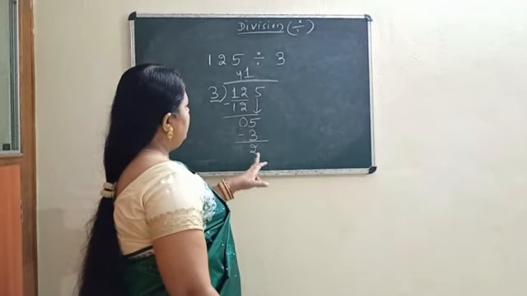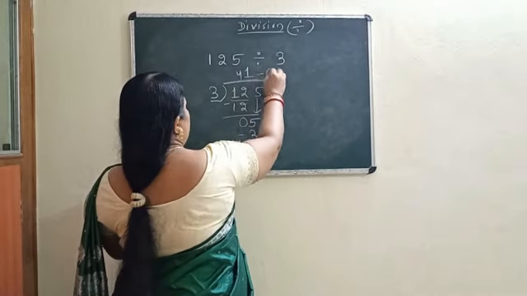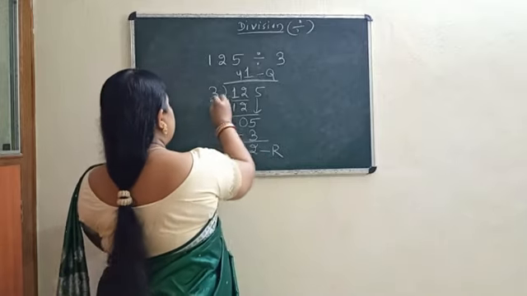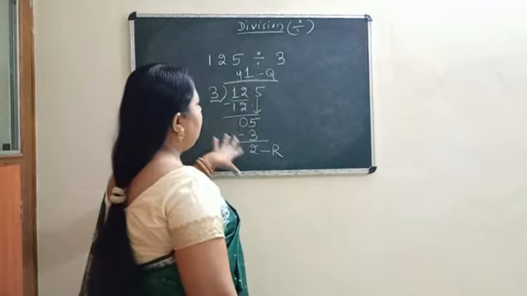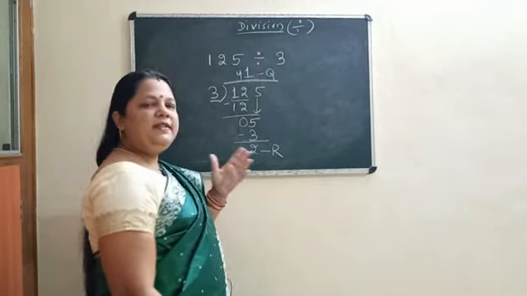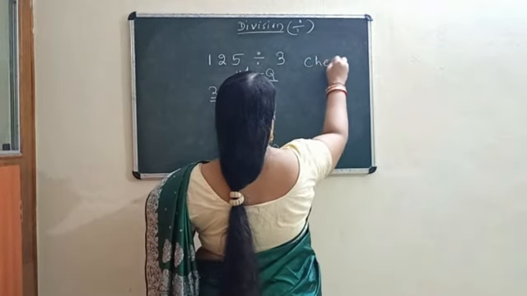That means your division is over and 41 is your quotient. 2 is left as your remainder, this is your divisor and this is your dividend. We have completed this division. After that, how do you know this division is right or wrong? For that, one method is there for checking.